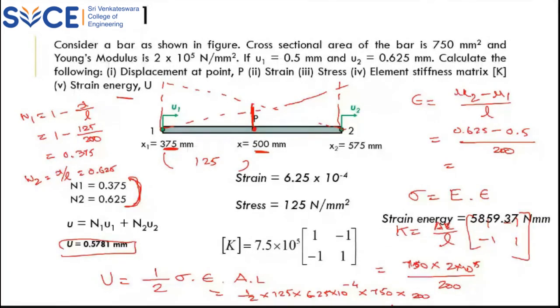So strain energy is 5859.37 Newton mm. Can you check it out? So check it out: 125 into 6.25 into 10 power minus 4 into 750 into 200 divided by 2. Yeah, so 5859.37. Any doubt on this? Yes, sir.